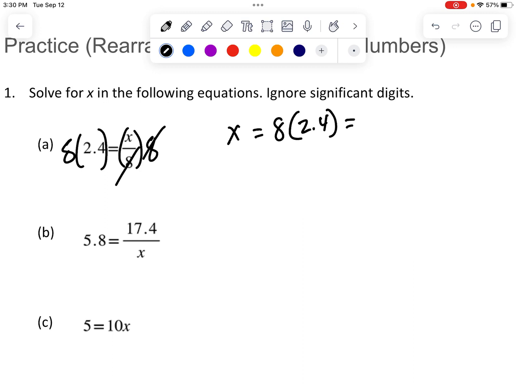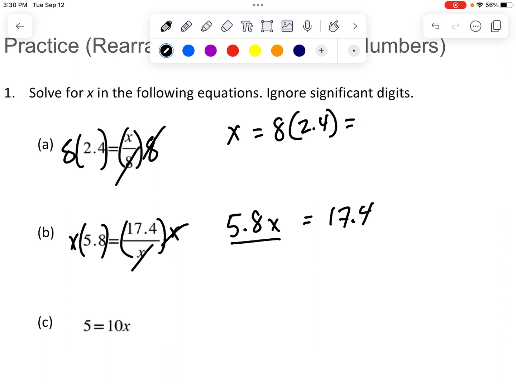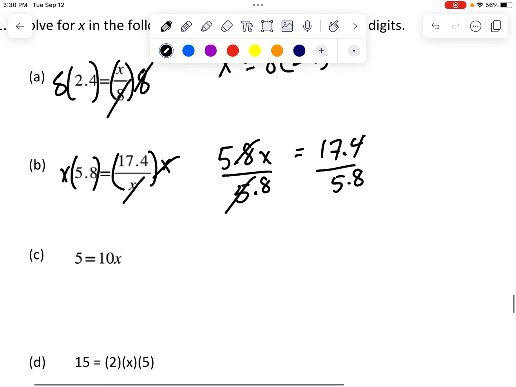In this next question, I have x in the denominator, which is not great. So I'm going to multiply both sides by x. So I get 5.8x equals 17.4, because my x's cancel out here. Then to solve for x, I need to divide both sides by 5.8. And I'll be left with x equals 17.4 divided by 5.8.